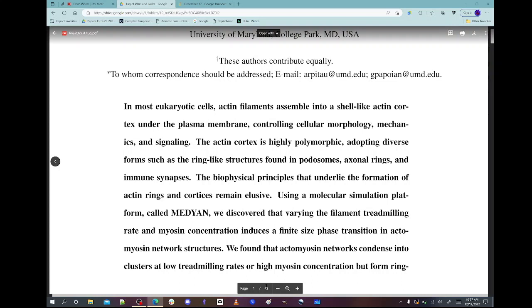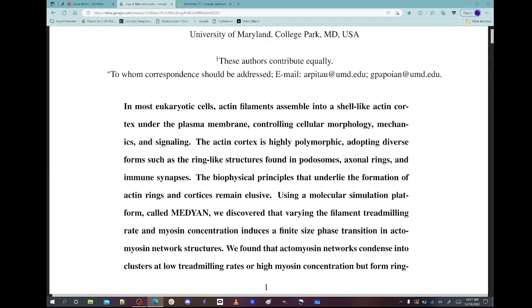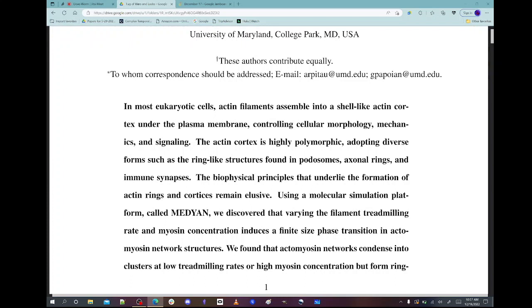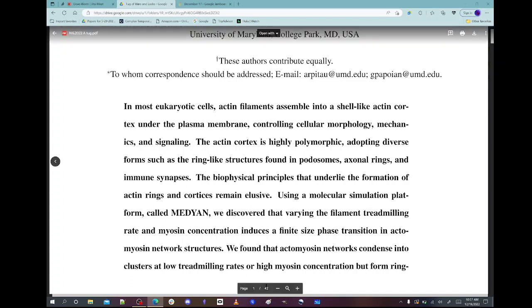Using a molecular simulation platform called MedGen, we discovered that varying the filament treadmilling rate and myosin concentration induces a finite-sized phase transition in actin-myosin network structures.